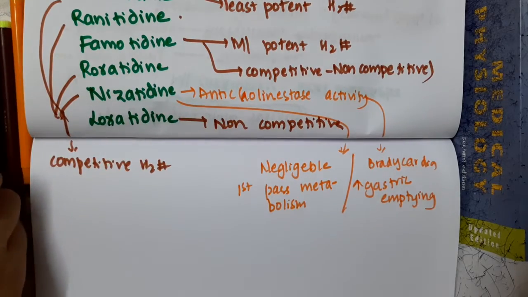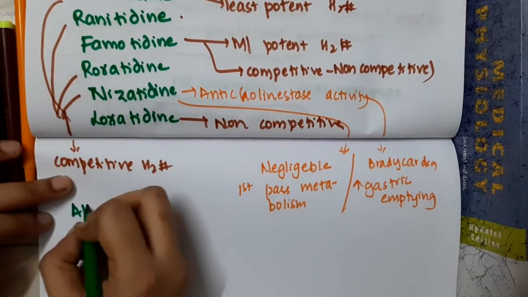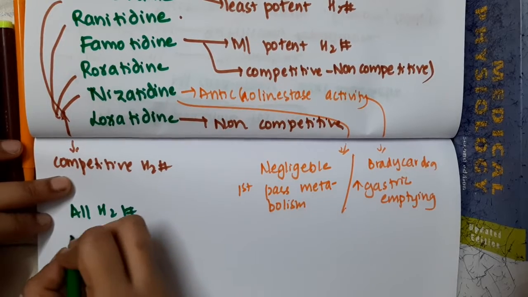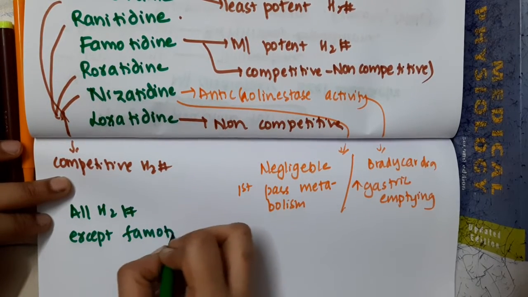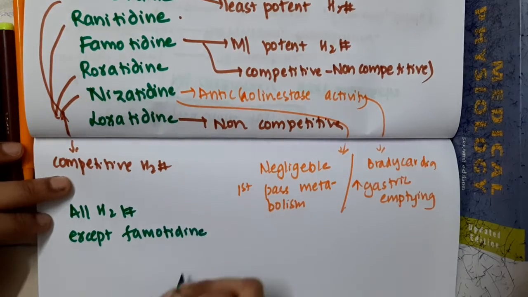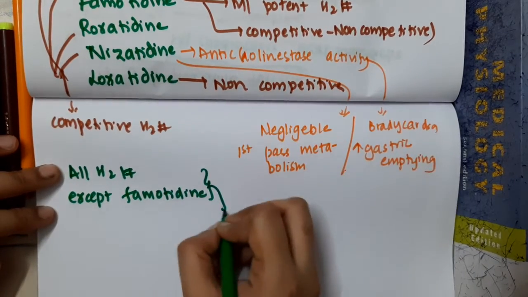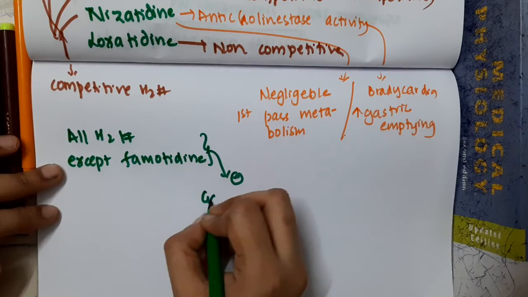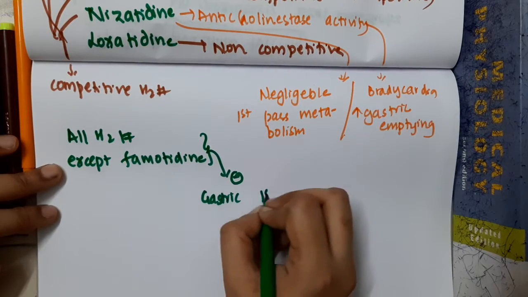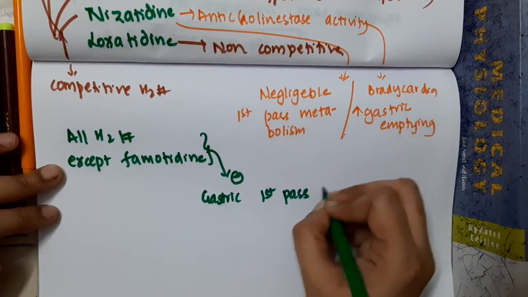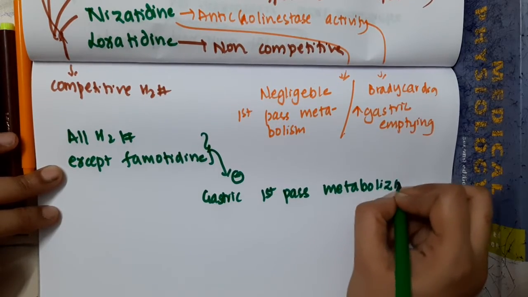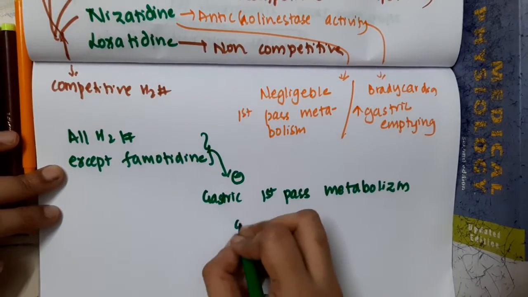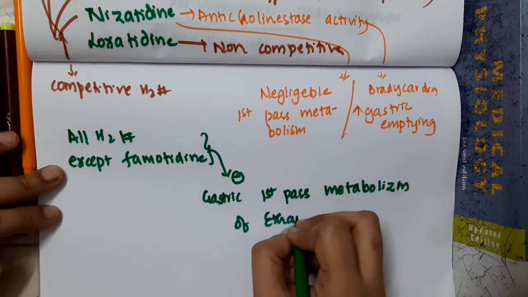And one more important one-liner: all H2 blockers except famotidine will inhibit gastric first pass metabolism of ethanol.